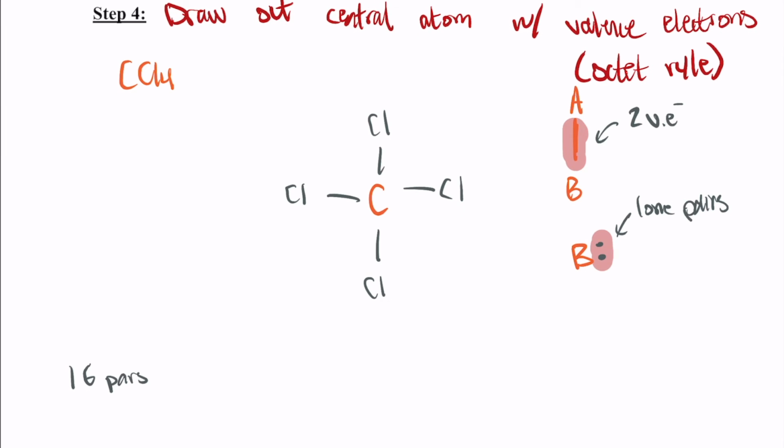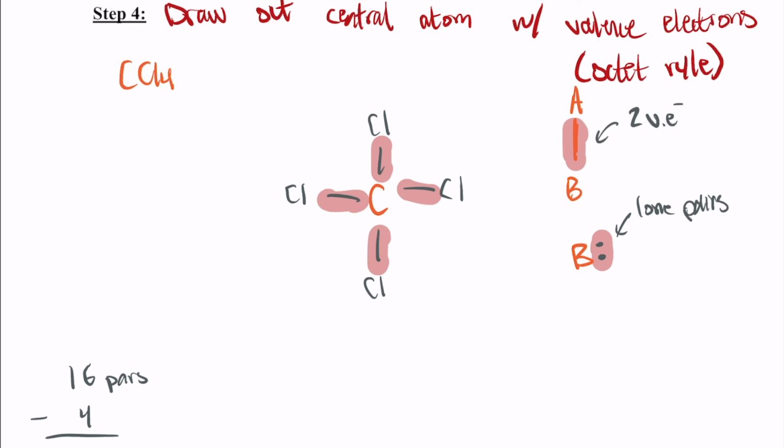Well, we have here 1, 2, 3, 4 bonds from carbon to chlorine. So that's 4 pairs that we can get rid of, now we've accounted for. That takes us down to 12 pairs we need to account for. Now, we see carbon has obeyed its octet rule, meaning it has 8 valence electrons surrounding it. So now let's go on to chlorine.